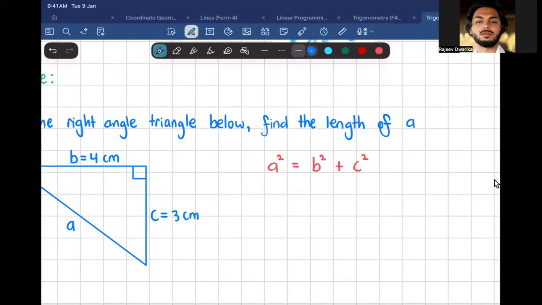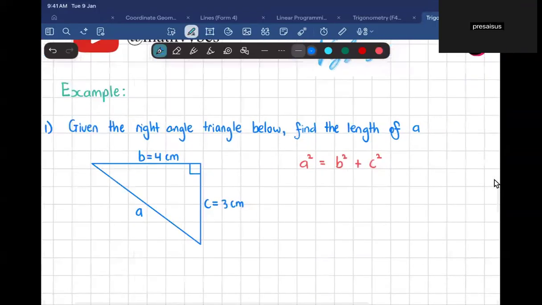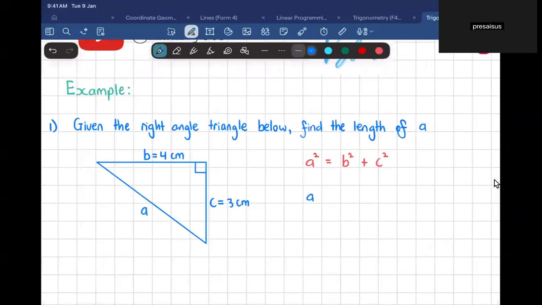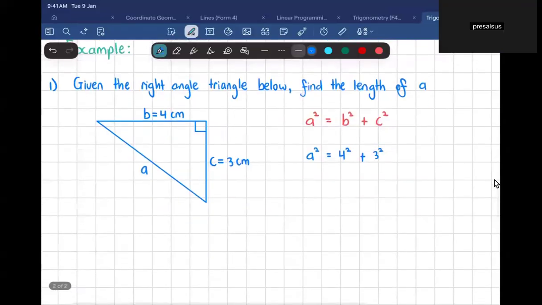Nice. And in the next line, we do this substitution. So do we know what A is? No, sir. So we leave that blank. Do we know what B is? Yes, sir. 4 centimeters squared. Right, we're just going to write 4 squared, plus 3 squared. Okay, nice. Now we're going to work out that.